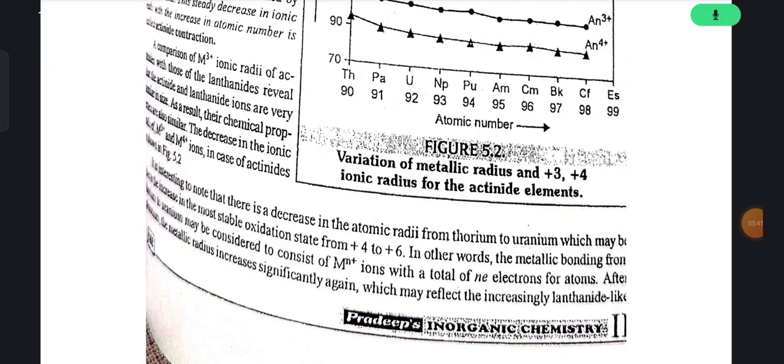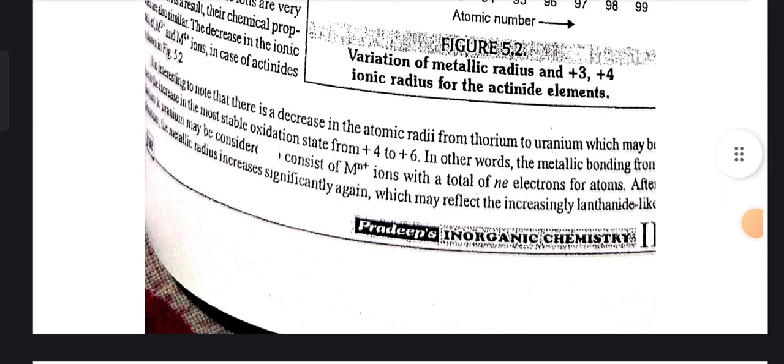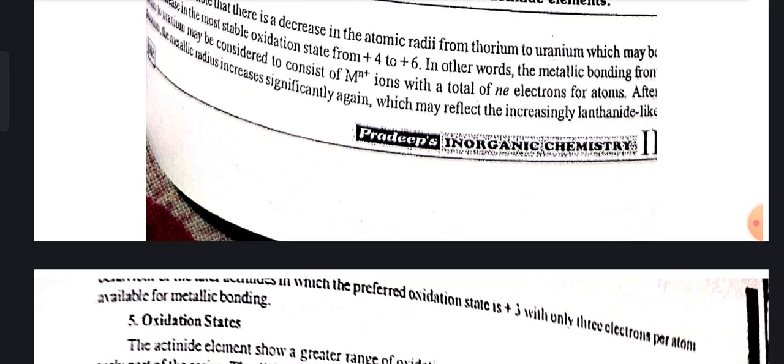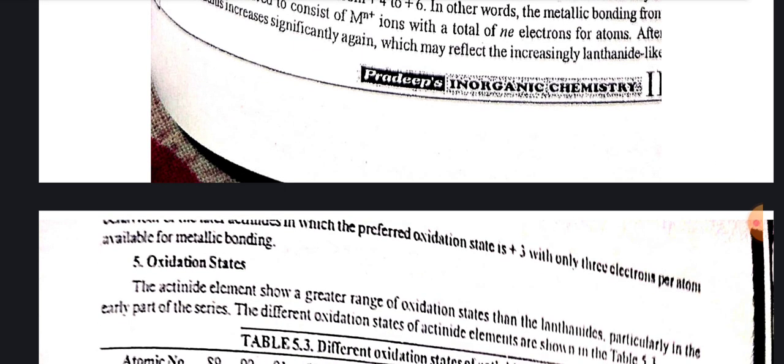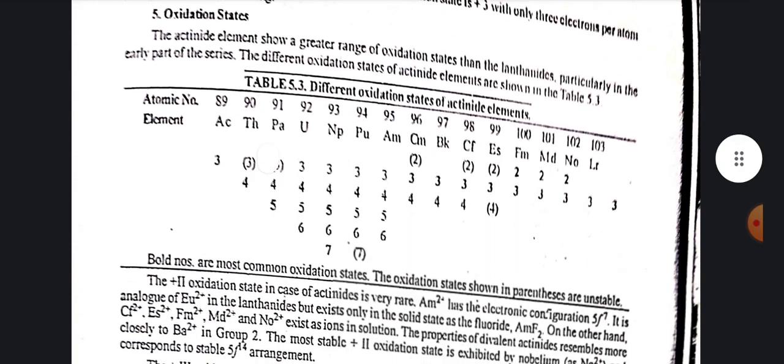It is interesting to note that there is a decrease in the atomic radii from thorium to uranium, in line with the increase in the most stable oxidation state from +4 to +6. In other words, the metallic bonding from uranium may be considered to consist of M n+ positive ions, which contribute a total of n electrons per atom. After that, the metallic radii increase significantly again, which may reflect the increasingly lanthanide-like behavior, where the oxidation state is +3 with only 3 electrons per atom available for metallic bonding.